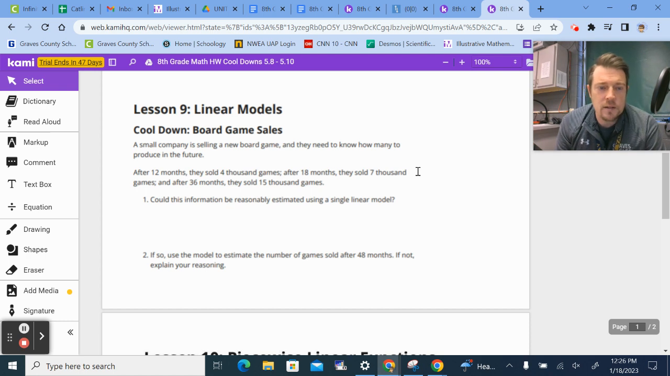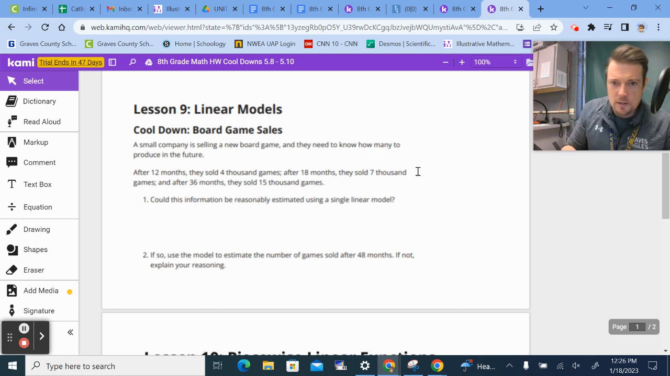And after 12 months, they've sold 4,000. 18 months they've sold 7,000, and 36 months they've sold 15,000. And we want to know if this information could reasonably be estimated using a single linear model. So like a line to estimate where it's going in the future. And so to really see that, it probably helps to think about it in terms of a table, or maybe a graph would help you out here too.